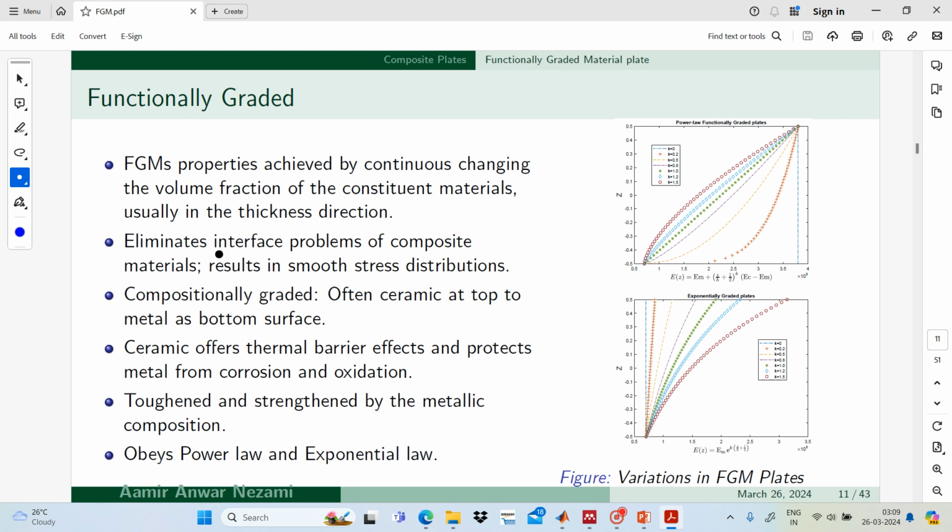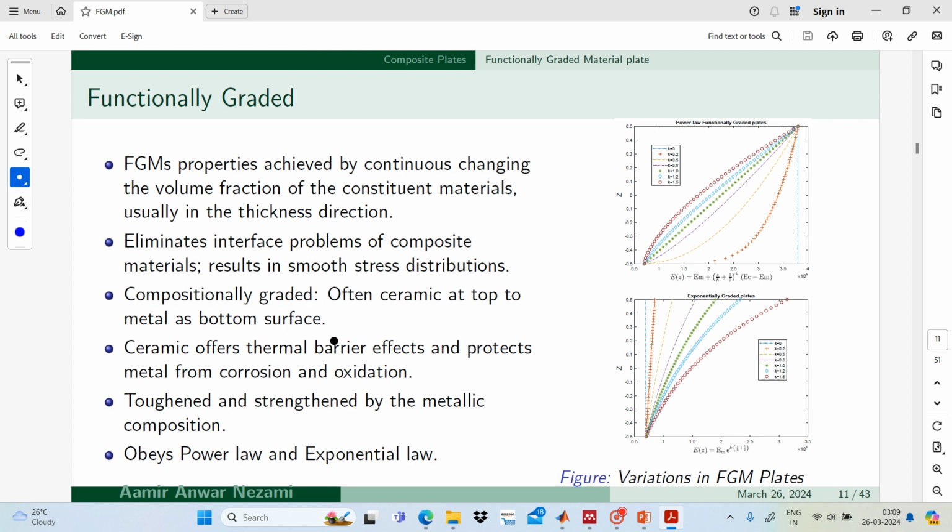Then it eliminates the interface problems. There are no interfaces now. Okay, it's continuous. Then the compositionally graded material often has ceramic at the top and metal at the bottom. Metal is at the bottom and ceramic is at the top of the plate. And what's the advantage of the ceramic? We know that ceramic offers thermal barrier effects. It is very good in thermal resistance.